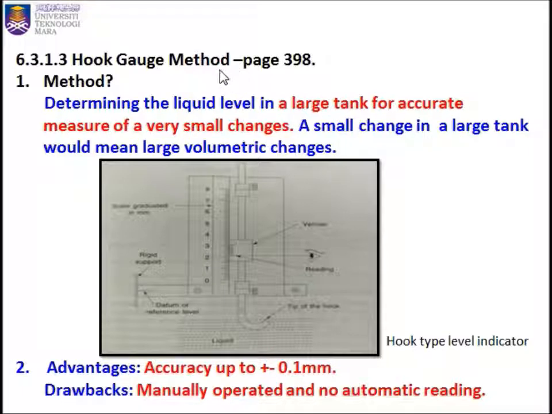How about this method? It determines the liquid level in a large tank for accurate measurement of very small changes. A small change in a large tank would mean a large volumetric change.